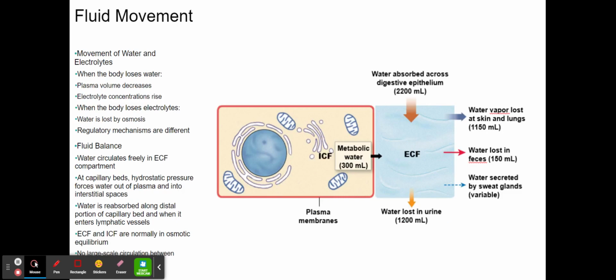Water circulates freely within the ECF compartment. At capillary beds throughout the body, hydrostatic pressure forces water out of the plasma and into the interstitial spaces. Some of that water is then reabsorbed along the distal portion of the capillary bed, and the rest enters lymphatic vessels for transport to the venous circulation. Fluid also moves continuously among the minor compartments of the ECF.